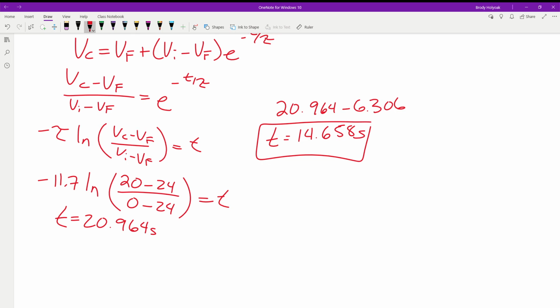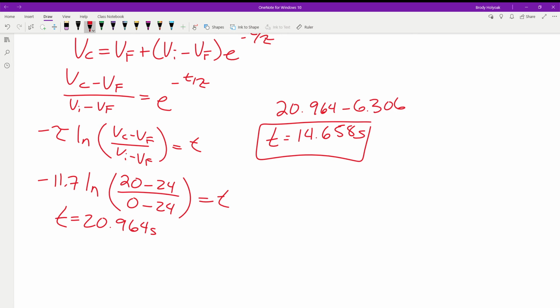This kind of covers all three of the different styles of questions we're going to have on the test. What is my time to get to a certain voltage? Or what's the voltage at a specific time? How much time does it take to get to a specific voltage? And how much time does it take to go from a voltage to another voltage? And that's kind of the three cases that we're going to be looking at when it comes to capacitors.